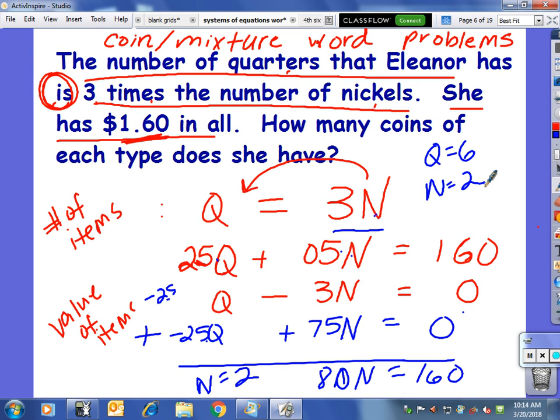Now, let's make sure it works. How much is 6 quarters? $1.50. How much is 2 nickels? 10 cents. What does that add up to? Is that how much she had? Yeah, that's the winning combination there. Yes.